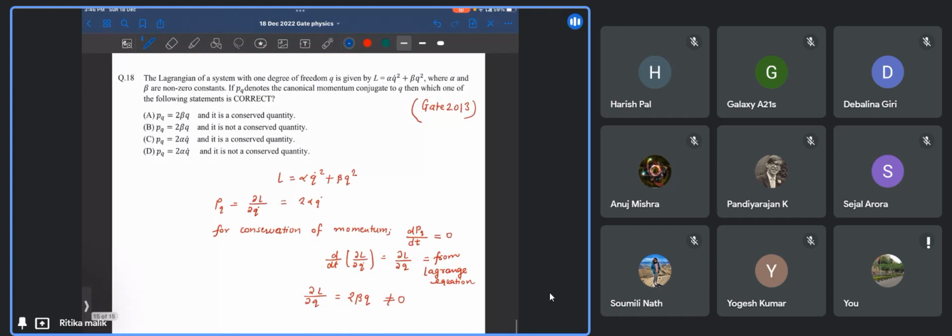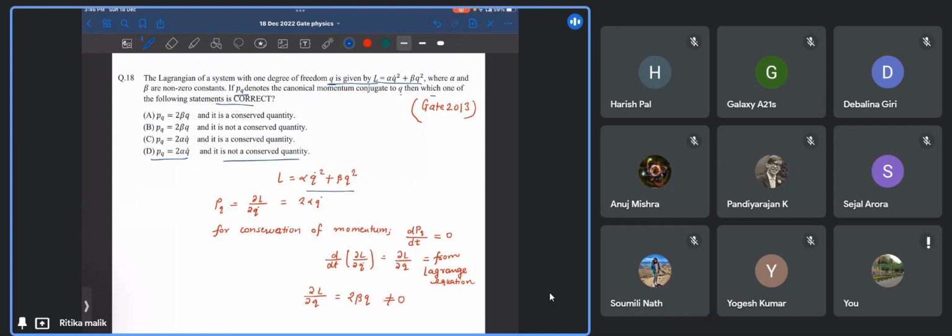And this was a question from GATE 2013. The Lagrangian of a system with 1 degree of freedom Q is given by this. So you have just one coordinate which is Q. The alpha and beta are non-zero constants. If PQ represents the canonical momentum conjugate to Q, then which one of the following statements is correct? You have to find the value of PQ and find if the system is conserved or not.